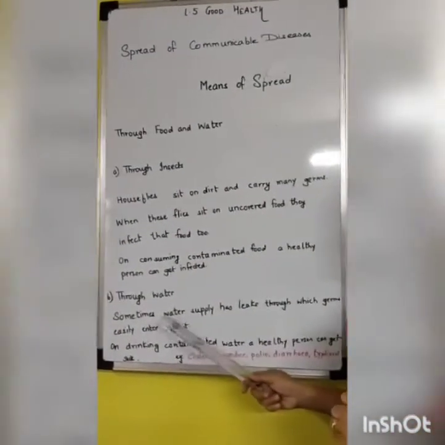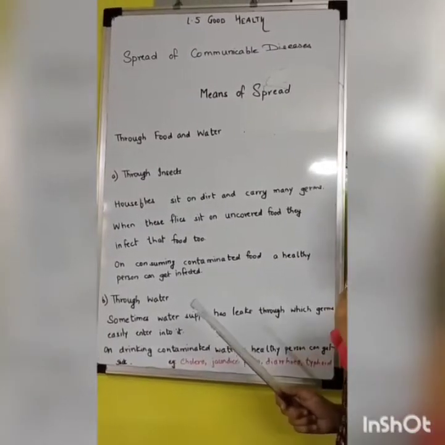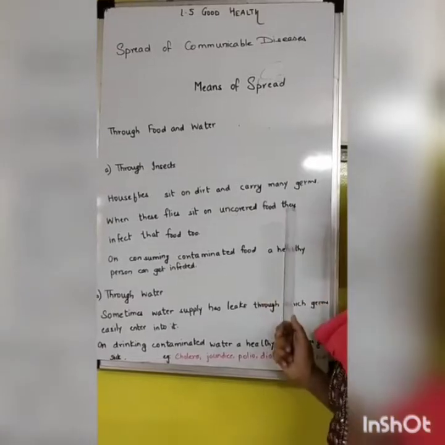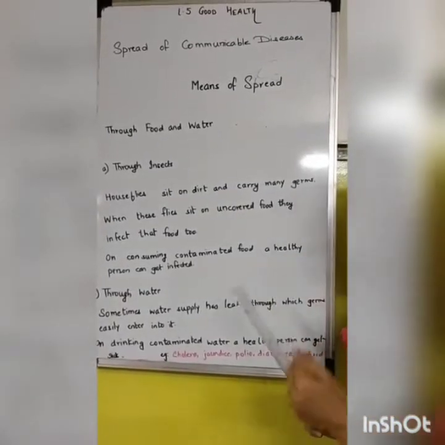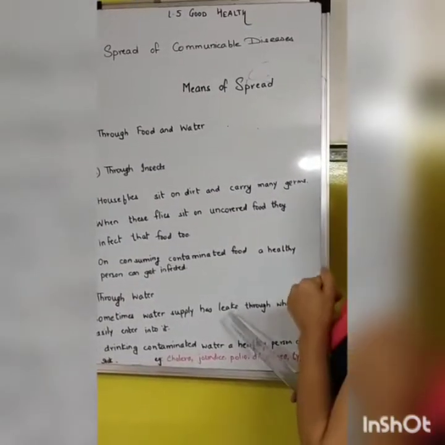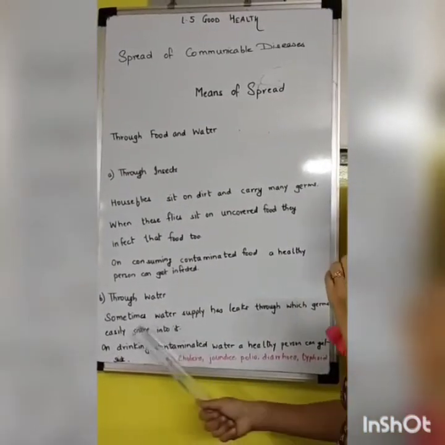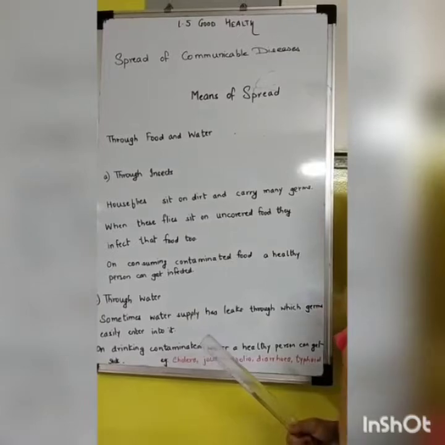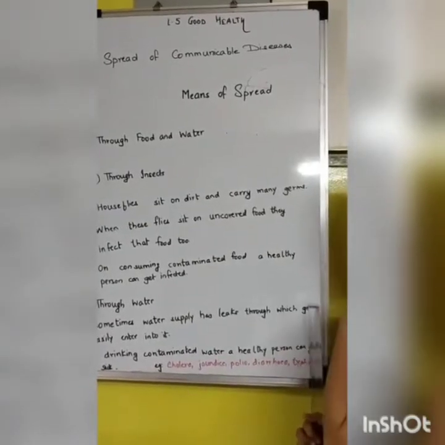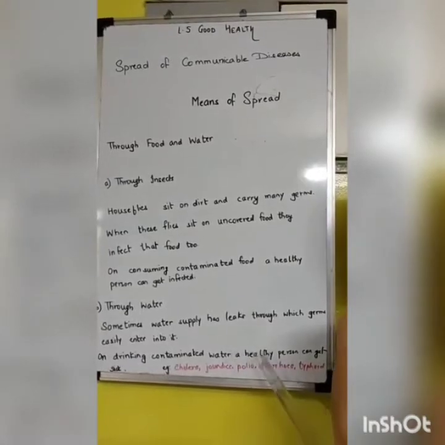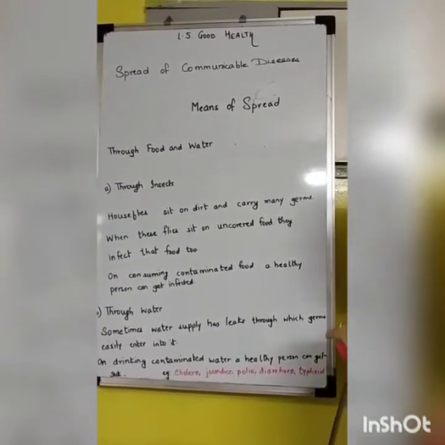Now what happens? We get water supply from the corporation to our houses. So there are big pipes which are providing this water to us. Now sometimes they have leaks. Okay, so when they have leaks, the germs can easily enter through those leaks, and the moment the water gets contaminated with these germs, if we drink this contaminated water, a healthy person can get sick.